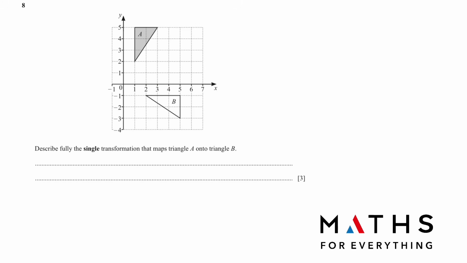Question number 8. Describe fully the single transformation that maps triangle A onto triangle B. This is a case of rotation. For rotation, we need to know the degree. This is clockwise, as A is going like that to B, and we need to know the center. Center is 0, 0.